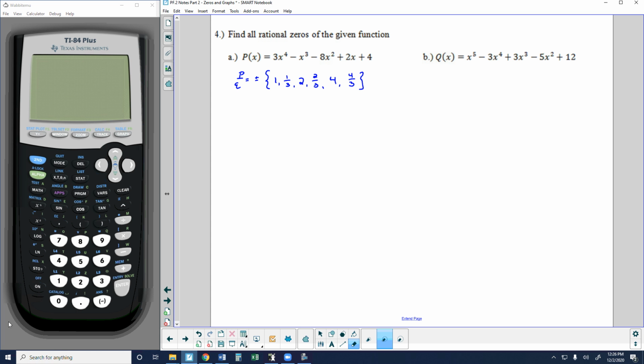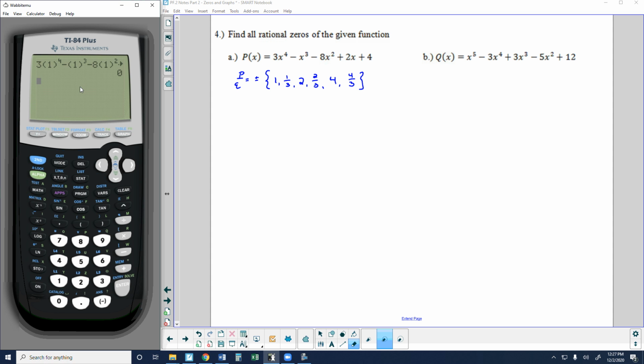So for right now, a method of guess and check could get us there. What I'm going to do is pick one. And so I'm going to use 1. So 3 times 1 to the 4th power minus 1 to the 3rd power. And really, you wouldn't have to do these powers. It's just going to be 1. But just to hold consistency, I'm replacing every x with a 1. And I'm going to do this on my calculator, which is fine. And I come up with 0. So I know that 1 is a 0 of the function.